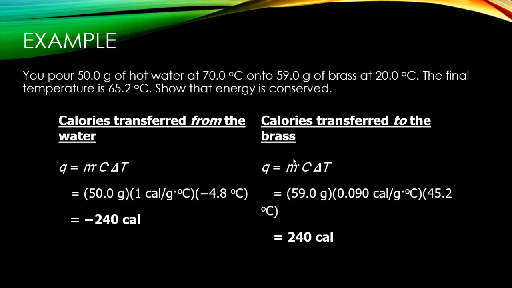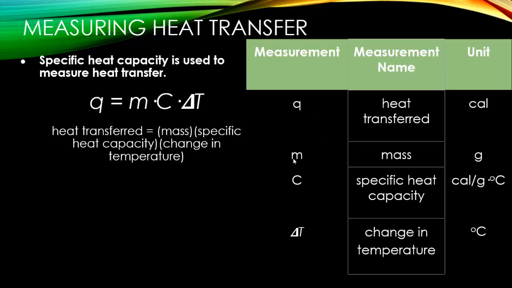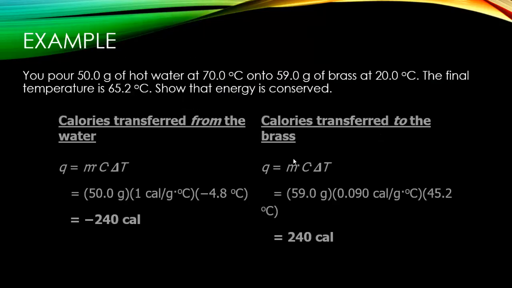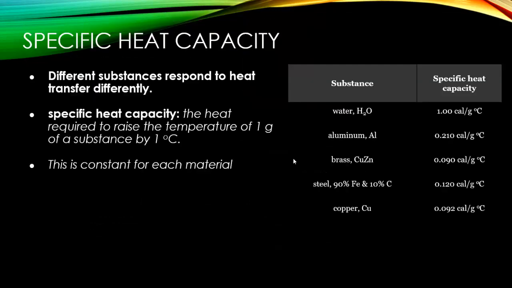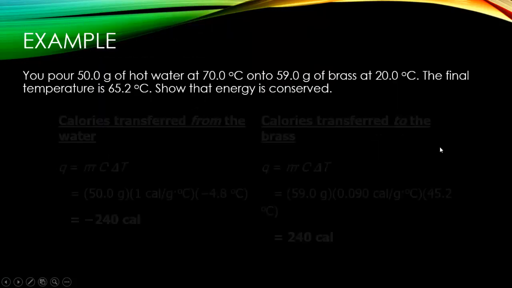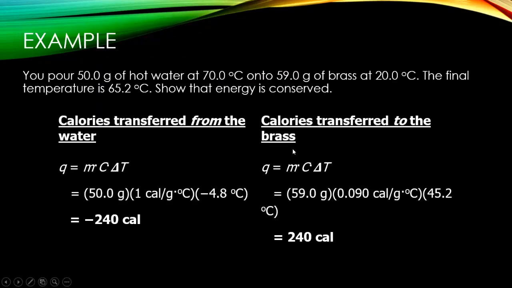So if we were to look this up in the chart we had there before, it's right over here. We have our metal, which in this case is our brass, and we have water. Water is 1 for specific heat capacity, and brass is 0.09. If we put these all together, what you'll see is that it is exactly the same on both sides here.